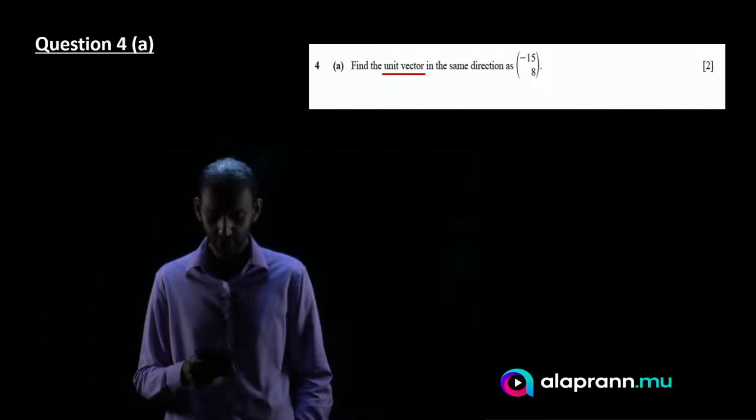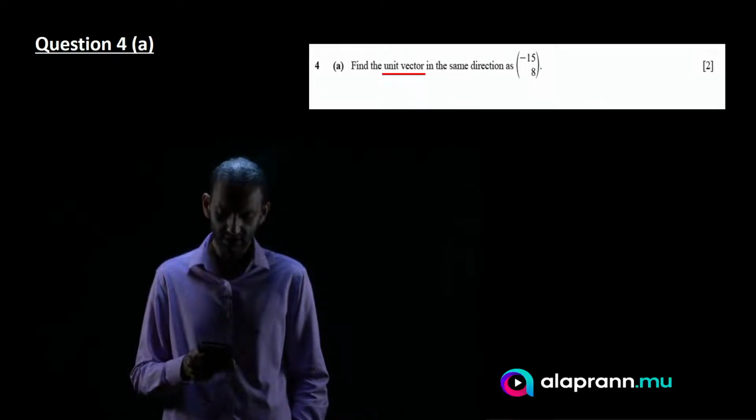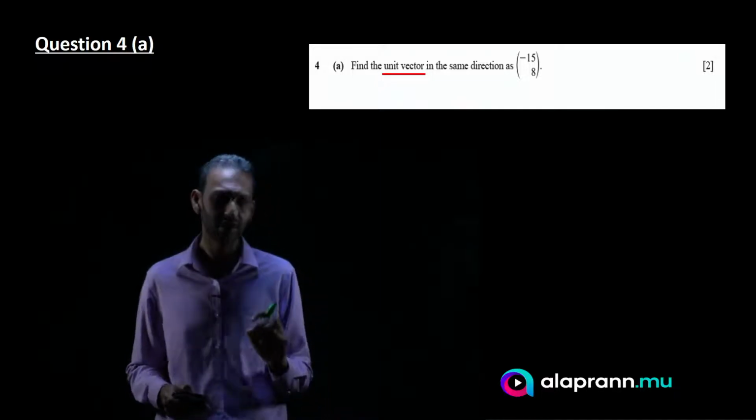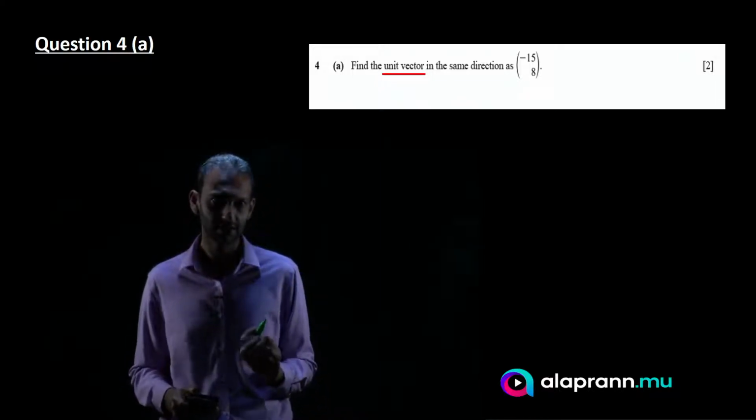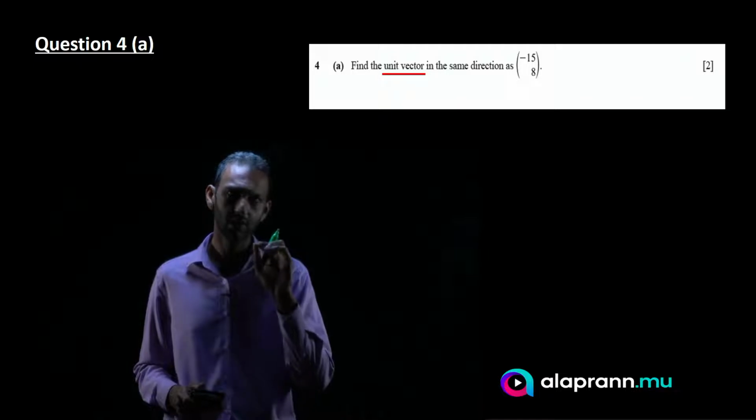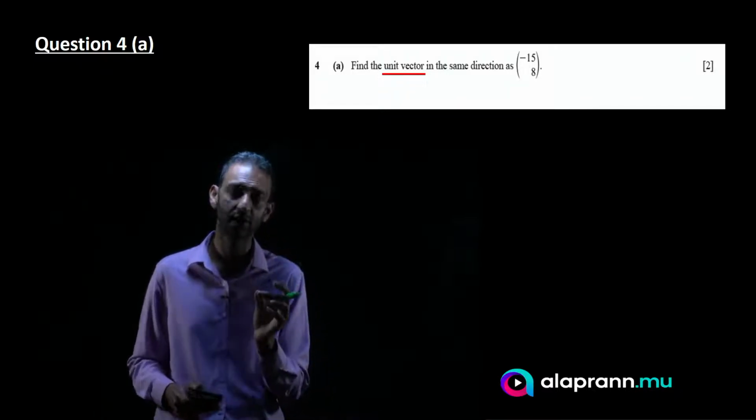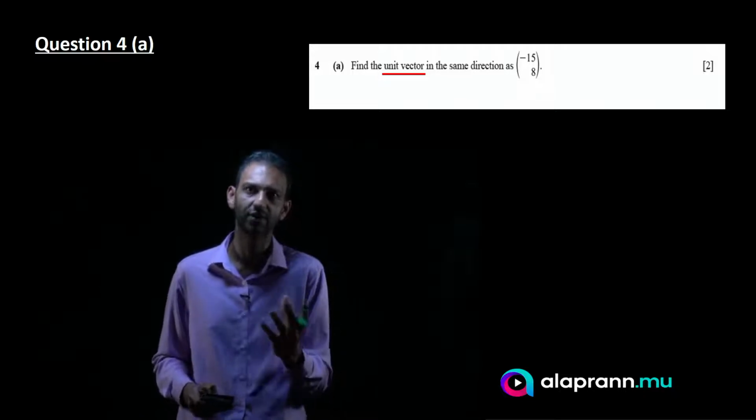For question number 4, you have to find the unit vector in the same direction as minus 15 and 8. Now, unit vectors. When we talk about unit vectors in maths, a unit vector is one which has magnitude 1. So the modulus of the unit vector is 1. The magnitude is 1. The length is 1.